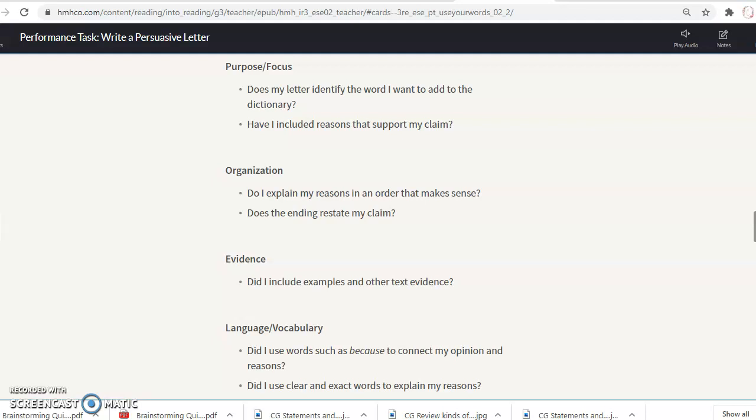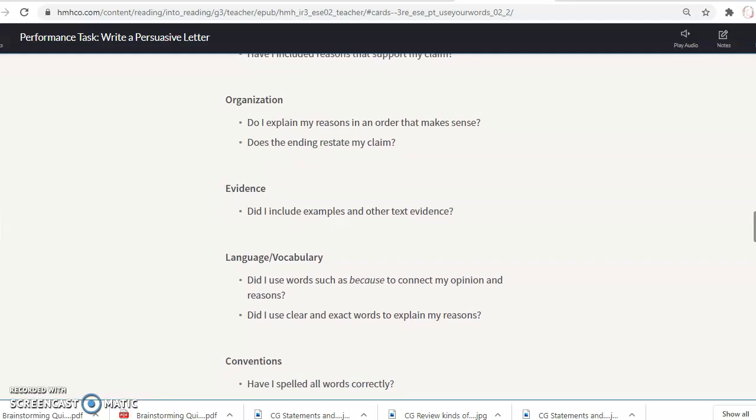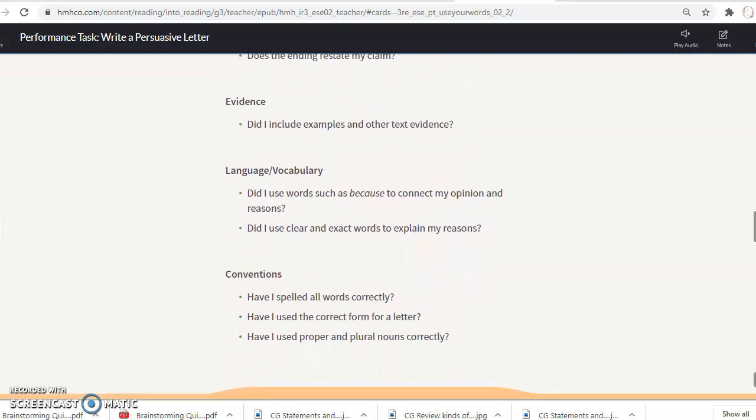Language and vocabulary. Did I use words such as because to connect my opinion and reasons? Did I use clear and exact words to explain my reasons? And finally, conventions. Have I spelled all words correctly? Have I used the correct form for a letter? Have I used proper and plural nouns correctly? Again, answer these questions about your own work to make sure you have done all of these things in your writing.